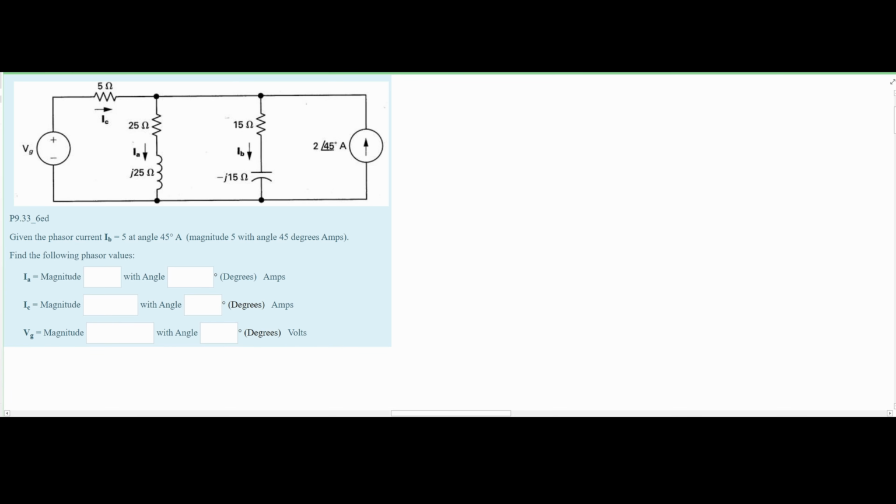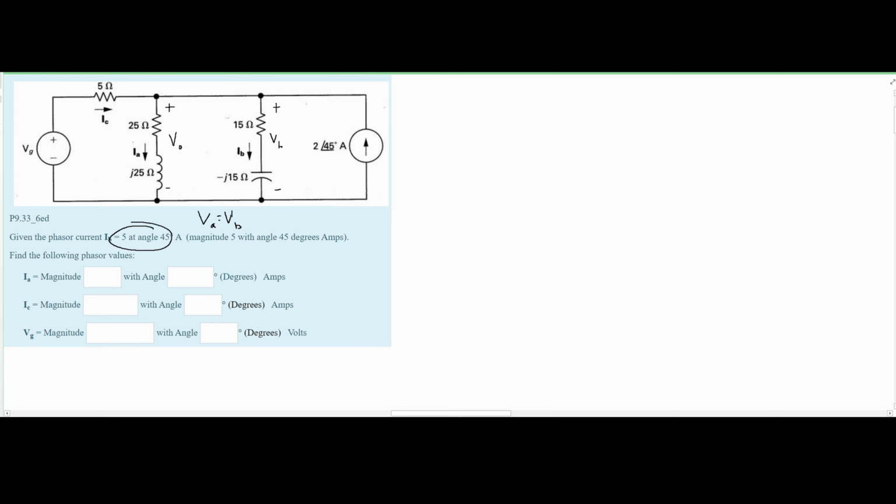Well, when we first look at this, we can see that our I of A and our I of B are in parallel with each other. That means we are going to have a V of A here and V of B here, and these are going to be equal since voltages in parallel are equal.